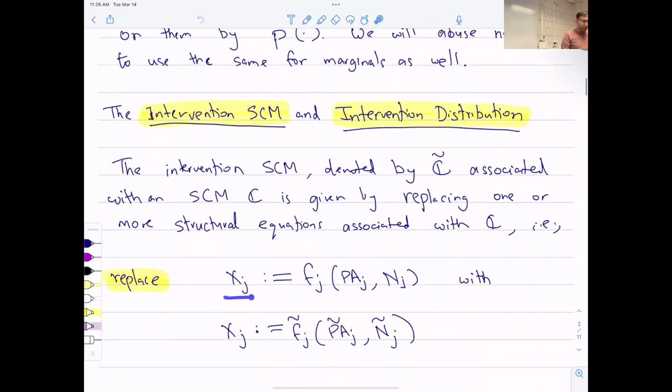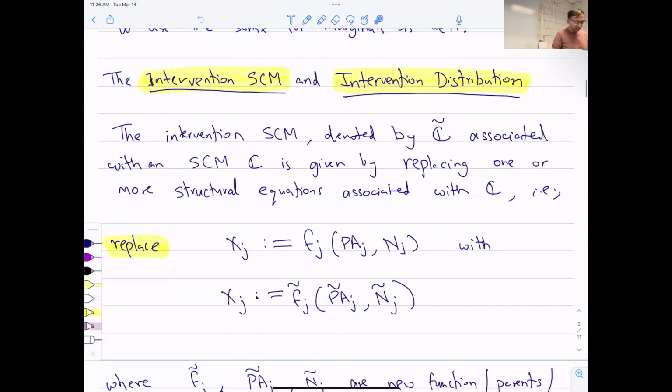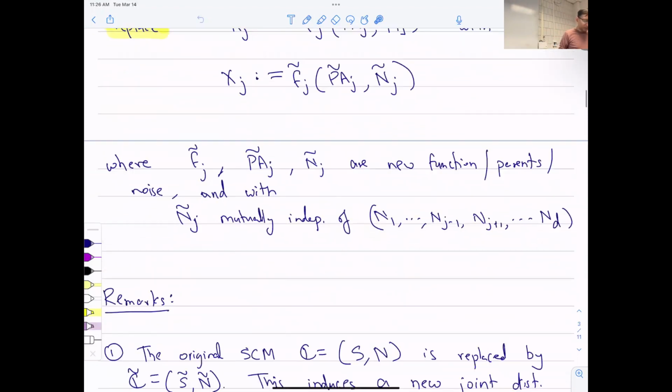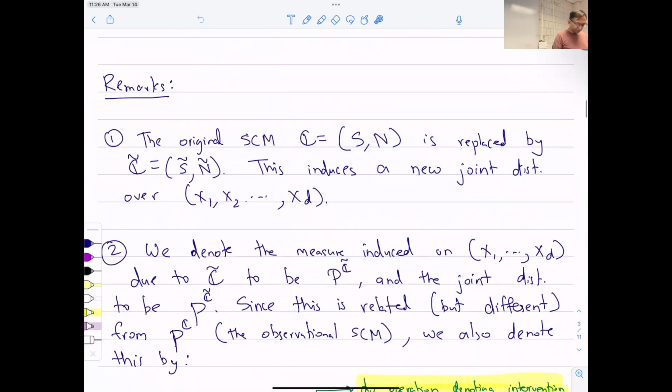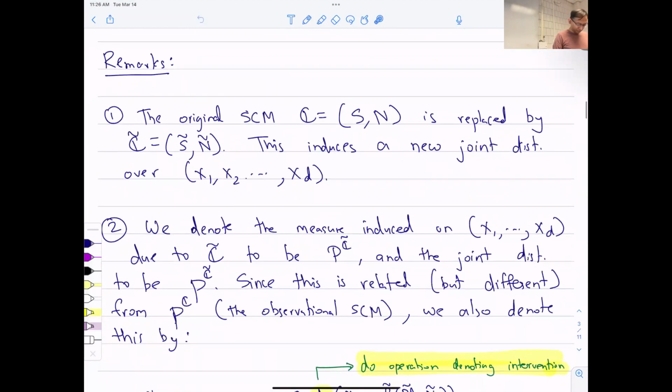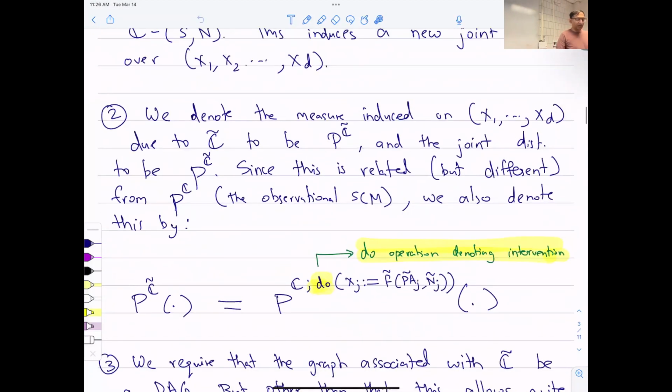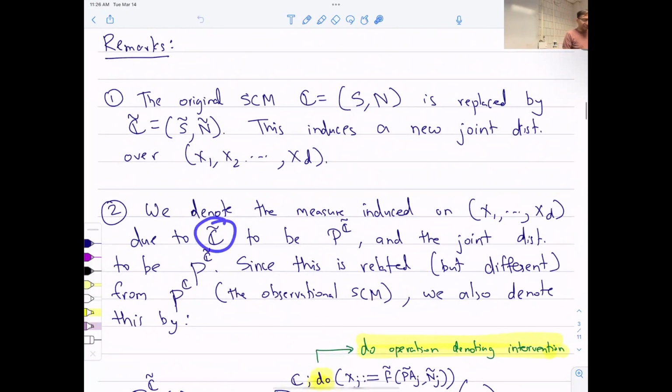Intervention, we take one or more of those equations and replace it by potentially a new function, new parents, and a new independent random variable. So it's going to give you the intervention, and that will give you a new interventional distribution, C tilde, over the same set of random variables, x1 through xd. Okay. So we have the C tilde.